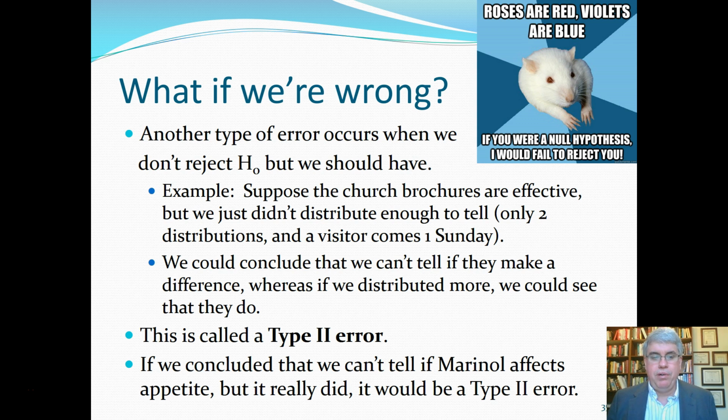For example, suppose in the church brochure example, the church brochures were effective. They caused people to come to church, but we just didn't distribute them enough to tell. For example, we only did 2 distributions, and on the Sundays after those 2 distributions, visitors came on one Sunday and they didn't come on the other. If we conclude, oh, we can't tell, or no, they don't work, we're making a mistake, because if we had distributed more, we could see that they did cause people to come. So this is called a type 2 error.